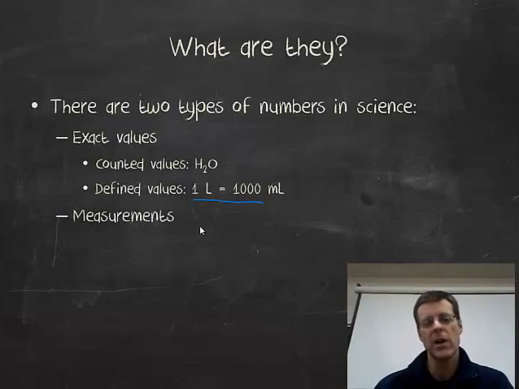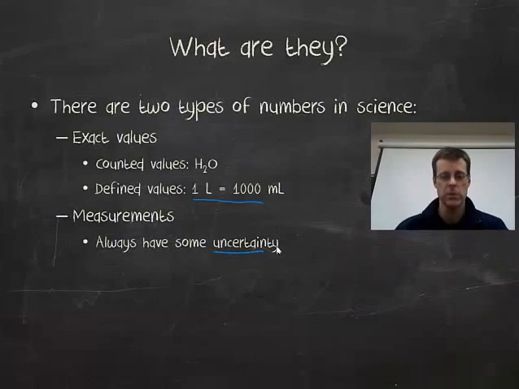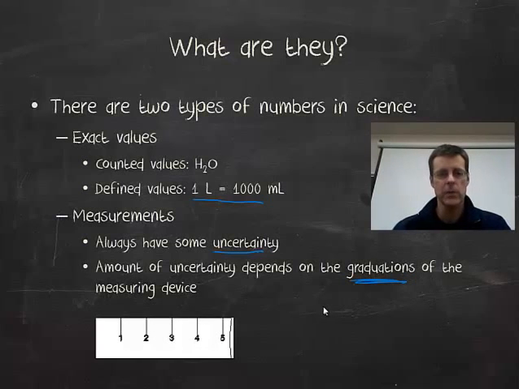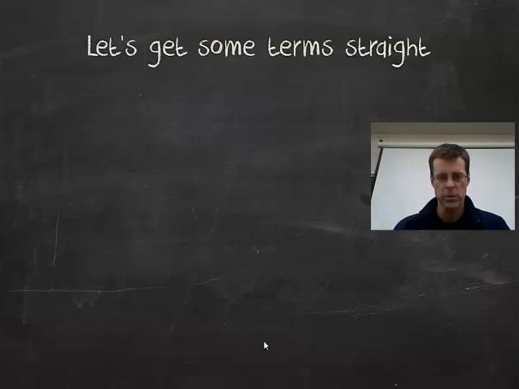We can also have measurements, and measured values are going to have some uncertainty. And the amount of uncertainty depends on the graduations. In other words, how precise is our measuring device. On the left I have a centimeter ruler, and on the right I have a millimeter ruler. Now you'll notice that the millimeter ruler, of course, has more graduations, more little ticky marks. The gaps between your big divisions are divided up even smaller, so we can have a more precise measuring tool.